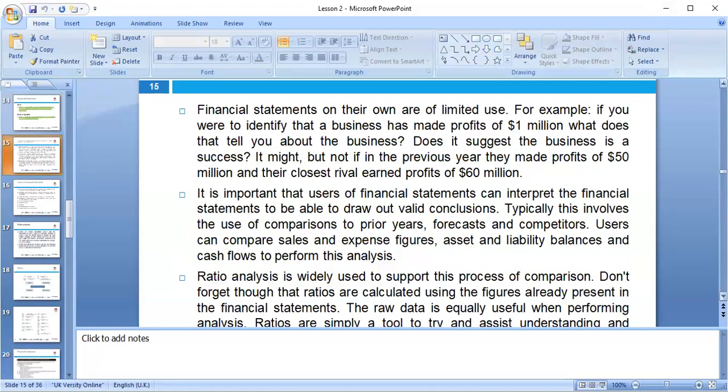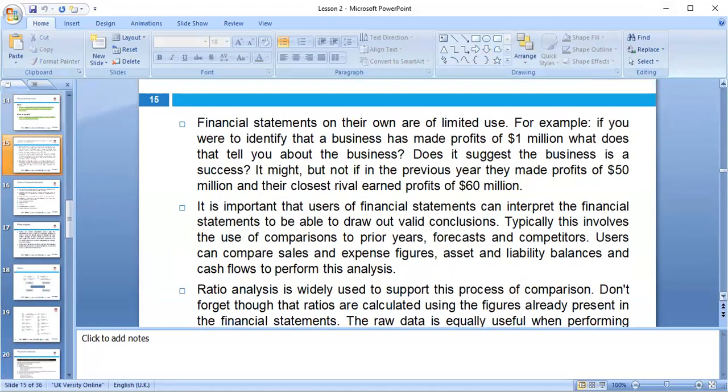I'm good. Okay, great. So financial statements on their own have limited use. For example, if you identify the business made a profit of 1 million, what does this tell you about the business? Does this suggest the business is successful? It might, but in the previous year they made a profit of 50 million. Their closest rival made 60 million. So we need to look around.